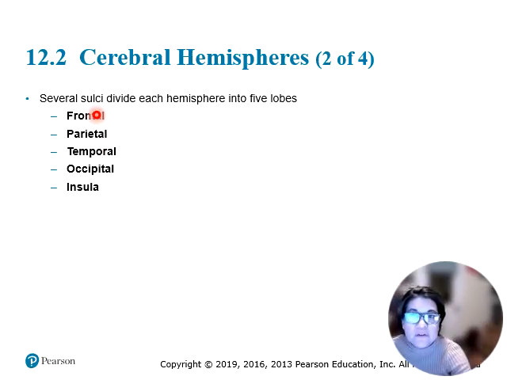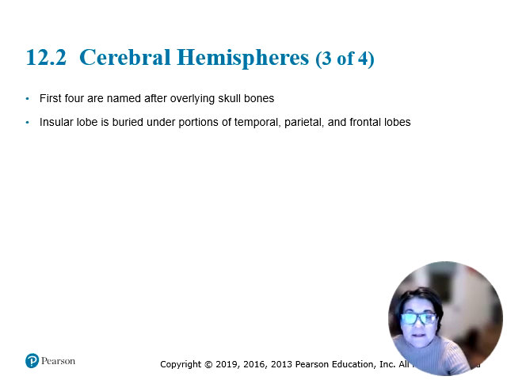I showed you 4: the frontal, parietal, temporal, occipital, and insula. The first 4 are named, they match their skull bones, right? So the insula is under the temporal, parietal, and frontal, but the temporal, parietal, frontal, and occipital match their skull bones.